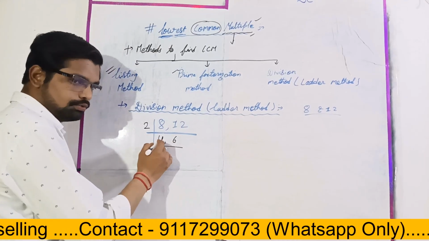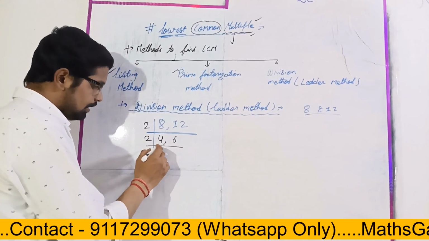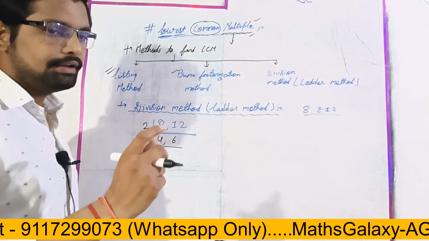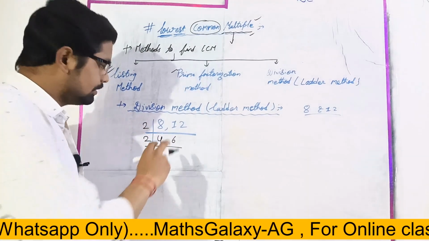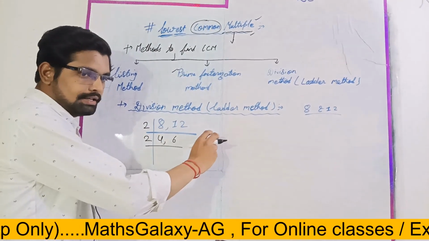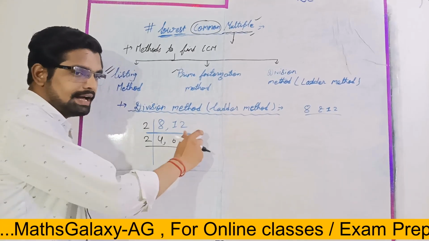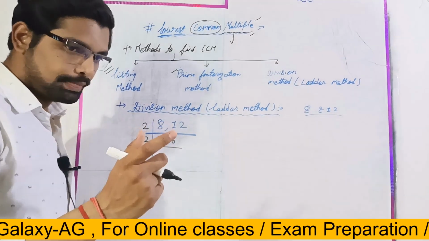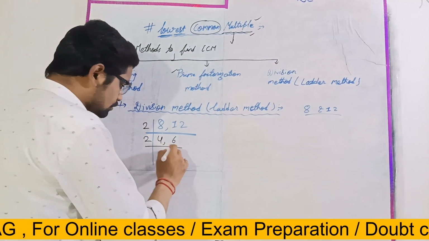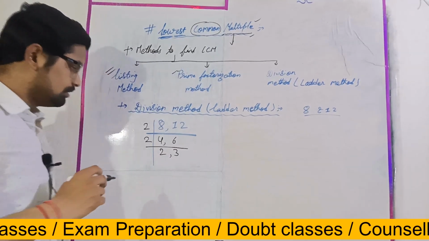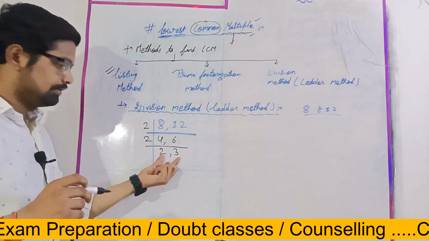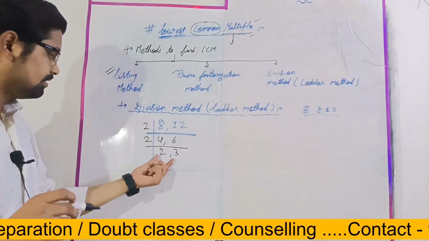Again we can take 2. The divisor should divide at least 2 numbers. If there are more than 2 numbers, then the divisor should divide at least 2 numbers, right? So here it will be 2 2s are 4 and 2 3s are 6. Now, as you can see, 2 and 3 we can't divide any more, we will leave them as they are.